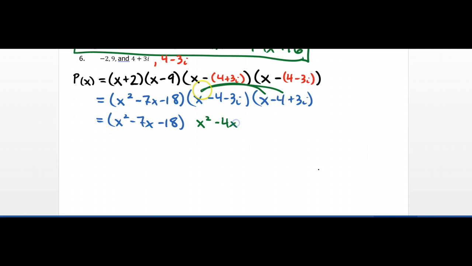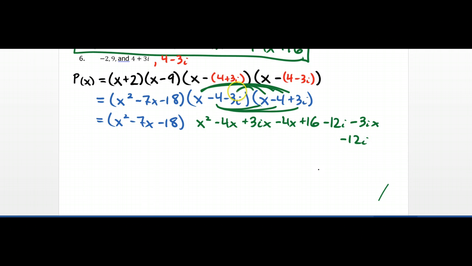minus 4x plus 3ix. Then I get another minus 4x, a plus 16, and a minus 12i. And then finally I get a minus 3ix, a minus 12i, and a minus 9i squared.